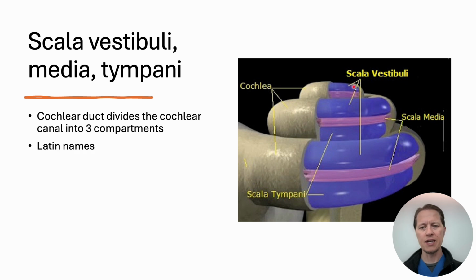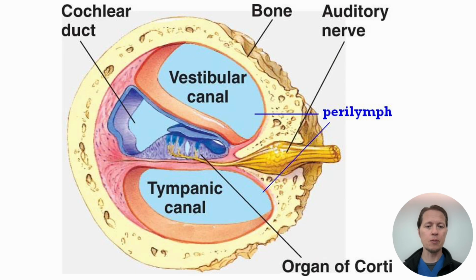If you are into Latin, we have the scala vestibuli, the scala media, and scala tympani that make up the cochlea. Perhaps a little easier, the vestibular canal, the tympanic canal, and in the middle, the cochlear duct. These are filled with perilymph, as you can see here. The cochlear duct has endolymph. It's the same thing, but it's just named differently. Peri meaning surrounding, and endo meaning inner, like your endoderm and mesoderm and ectoderm.